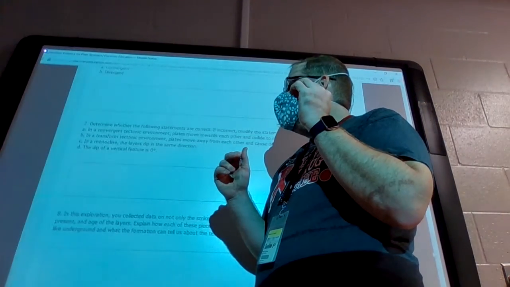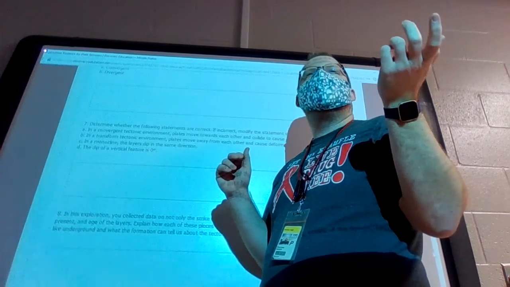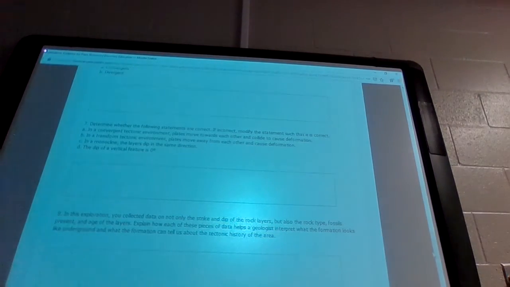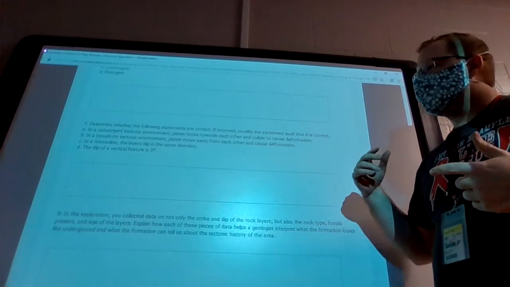C, in a monocline, layers dip in the same direction. What does mono mean? One. So if I have a cline or an incline that is described only as one, everything's going to be in the same direction, right? Like this wouldn't be a monocline because I have stuff going in different directions, or even if I made it like an upwards and a downward bend. But a monocline is basically a one-sided hill. So that is actually true. In a monocline, layers dip in the same direction. All the layers dip in that same direction.